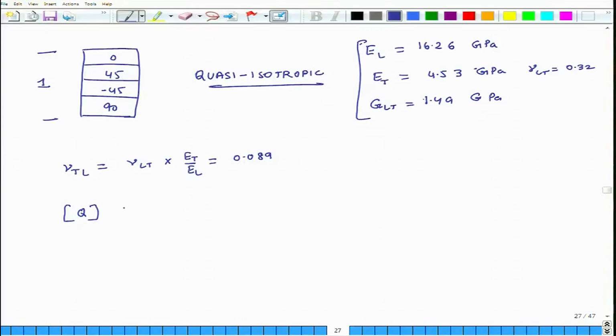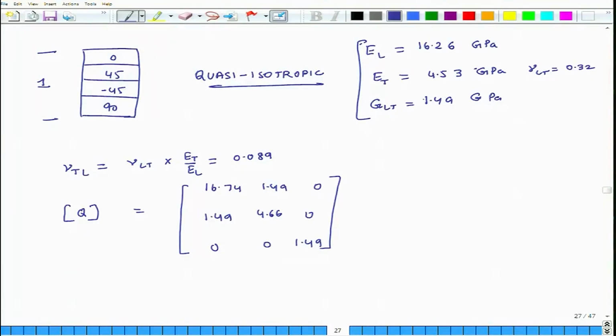Q matrix is equal to, so I will directly write down the numbers. So, this is Q matrix: 16.74, 1.49, 0, 4.66, 1.49, 0, 0, 0, and this is 1.49. So, this is the Q matrix.